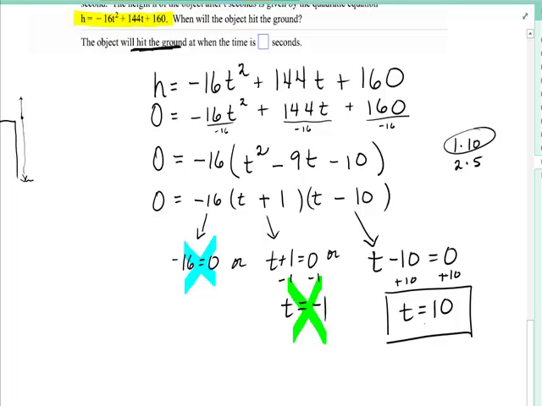All right, you got 3 application problems. Take a look at them in your homework.